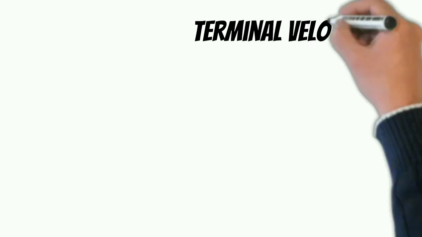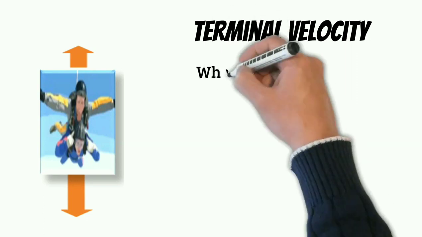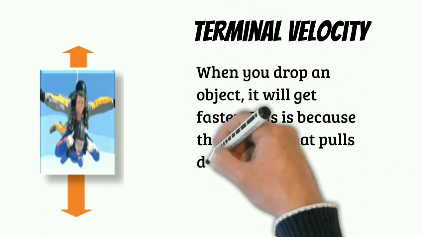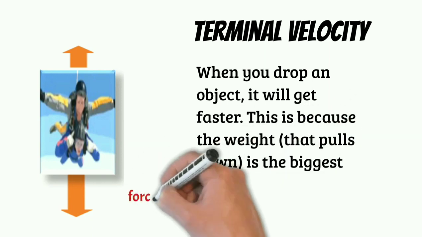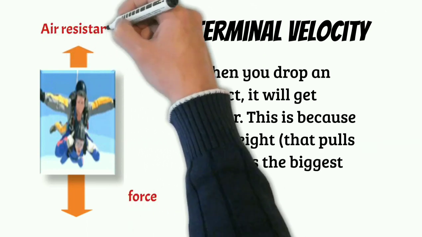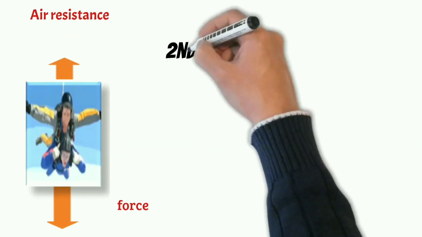Another thing I want to touch on is terminal velocity. Let's look at the definition for terminal velocity. When you drop an object, it will get faster. This is because the weight that pulls down is the biggest force. So here we can see a man, and obviously the biggest force is the gravity pulling him down towards Earth. There is still some force that is trying to keep him up, and that's the air resistance that's hitting him while he's falling down.